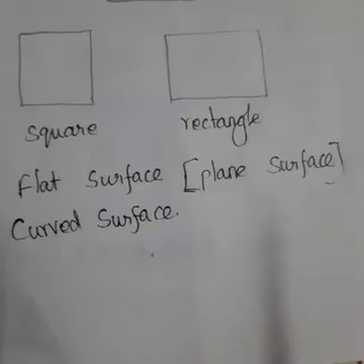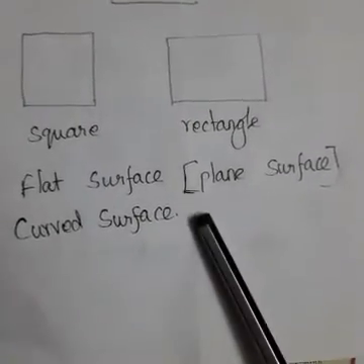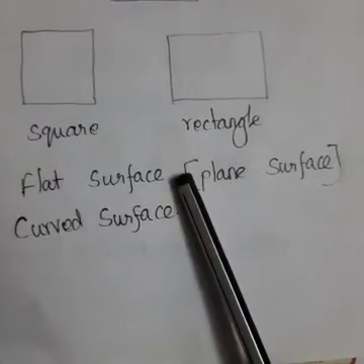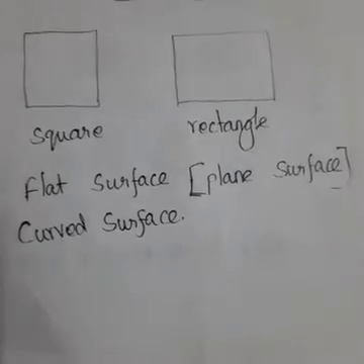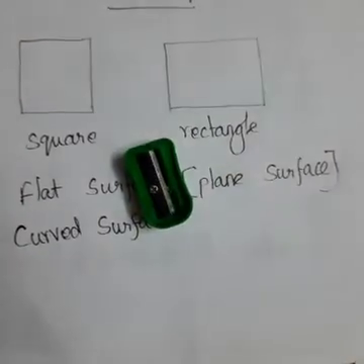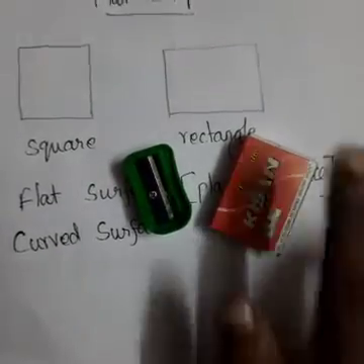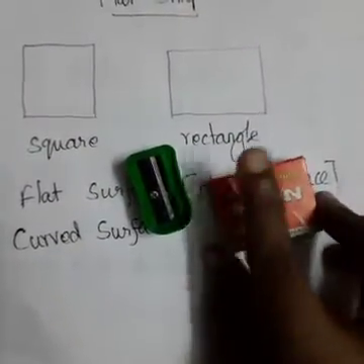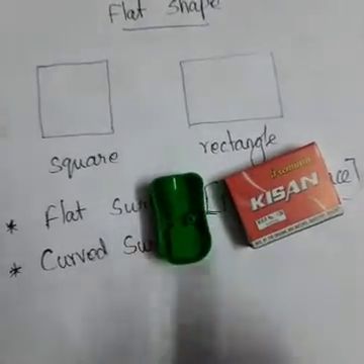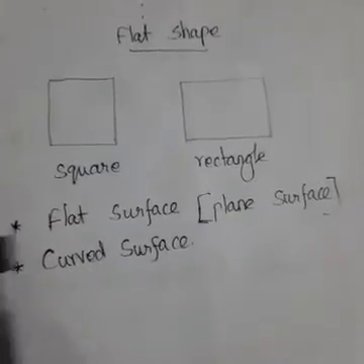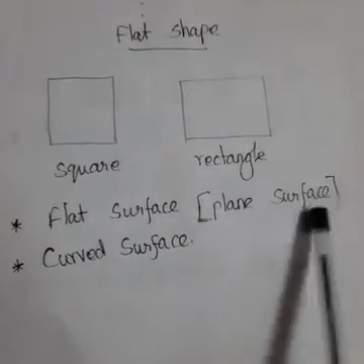Students, objects have flat surface and curved surface. Which are flat surface objects? Table, phone, sharpener and matchbox are the flat surface objects. This is flat surface objects. Flat surface objects are otherwise called plane surface.